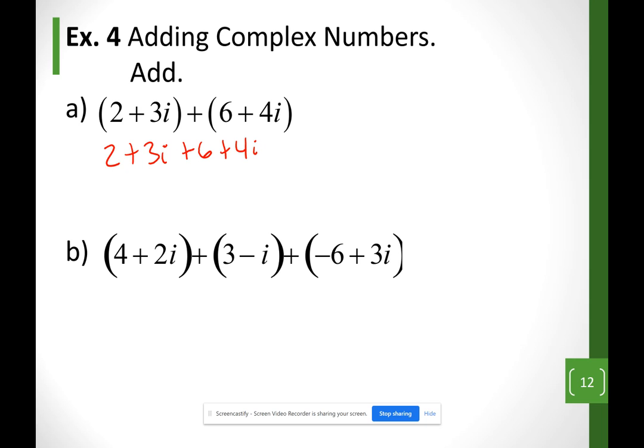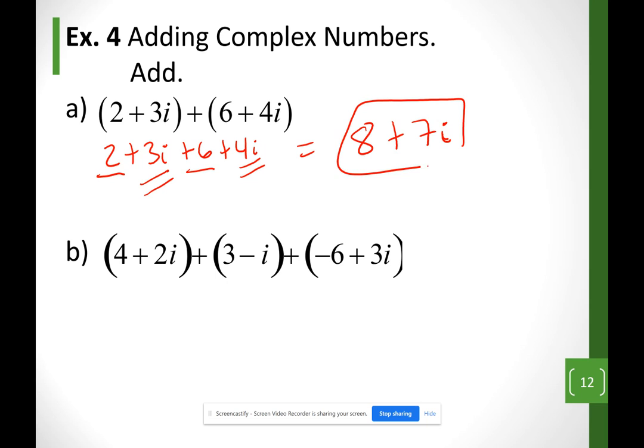And I'm just going to combine my like terms. I know I have a real part, any number that does not have an i. So I'm just going to say my real part is 8. And the imaginary part is anything that has an i. I'm just going to add the numbers. So I have 8 plus 7i. That easy. Let's take a look at example B.